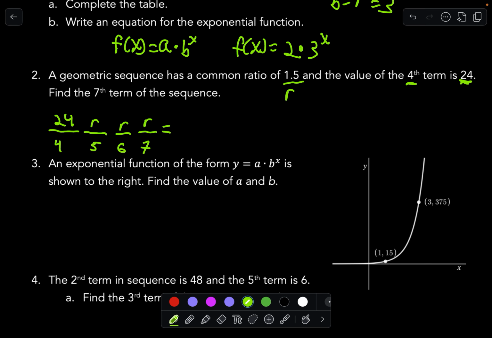Okay. So since R is 1.5, that's 24 times R to the third, that is going to be 24 times 1.5 to the third power, which works out to be 81. Okay.